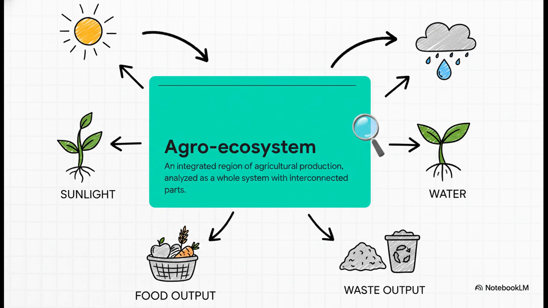And the real power of thinking this way is that it forces us to see all the connections. We're not just looking at the corn anymore. No way. We're thinking about the sunlight and water coming in, the pests that might attack it, the beneficial insects that help protect it, and of course the food and waste going out. It's all about seeing the whole picture.